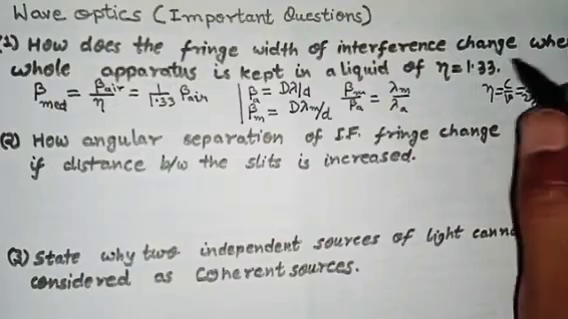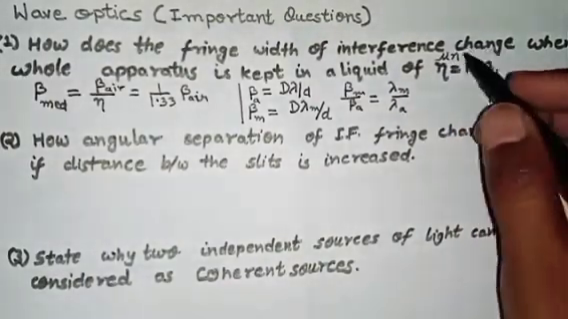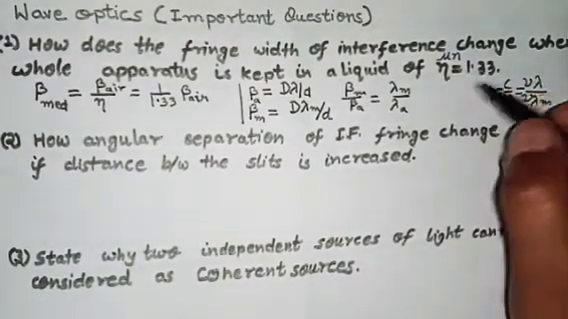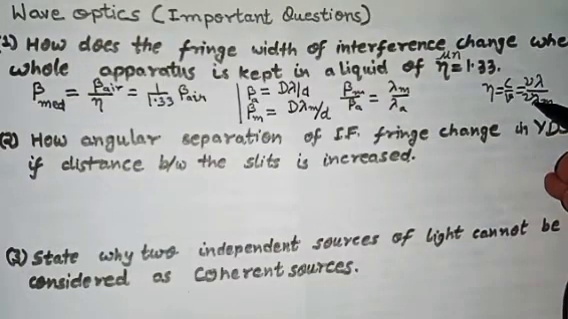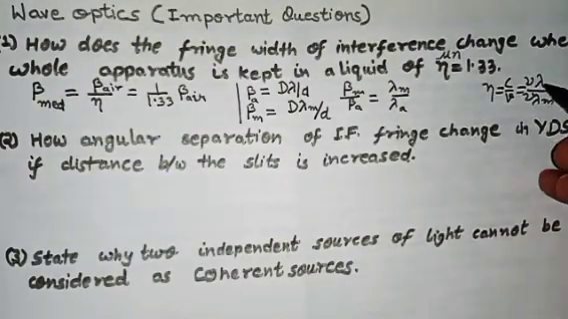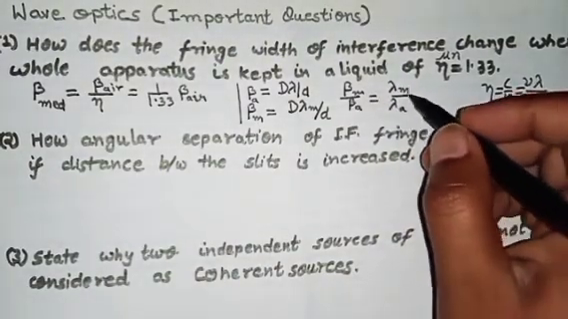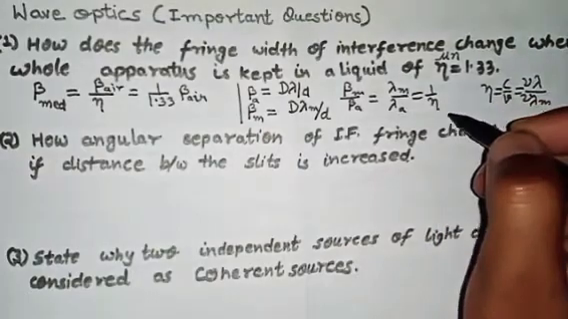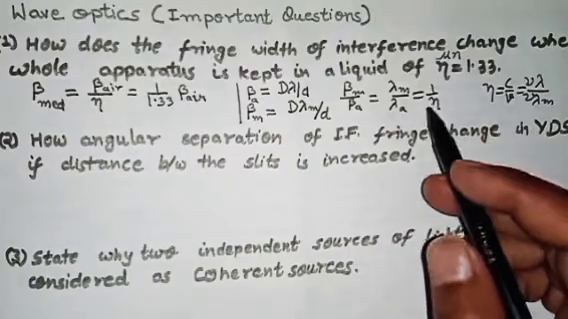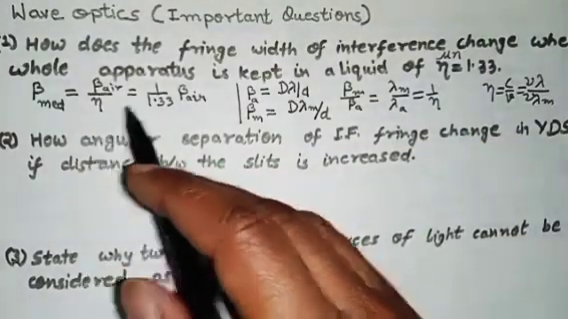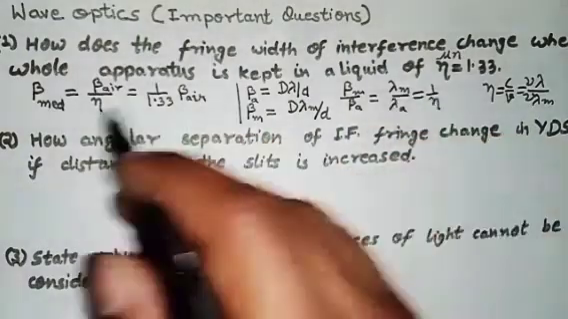Some people write it mu, so don't get confused. Some people write it n, so I'm using the symbol eta, don't get confused. So eta equals lambda in vacuum or air by lambda m. So here it is lambda m by lambda a, so it means it is 1 by eta. So that is why beta in medium is 1 by eta times that of beta in air. You can directly write this, or through this entire explanation you can come here.